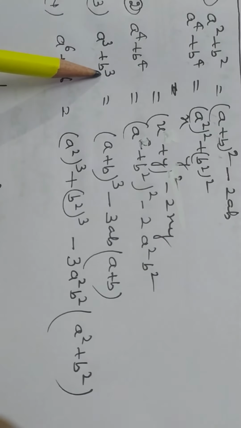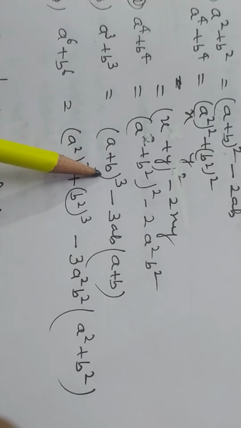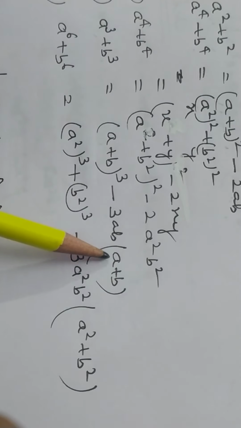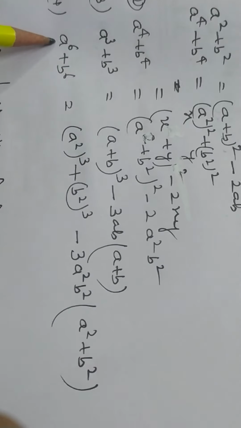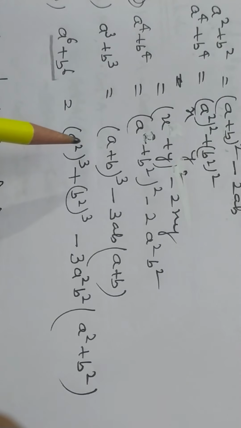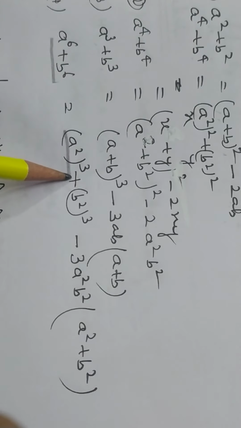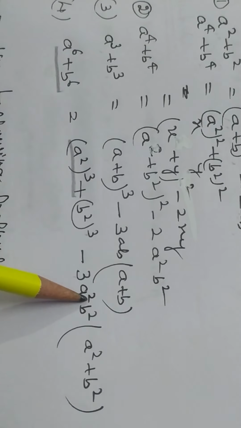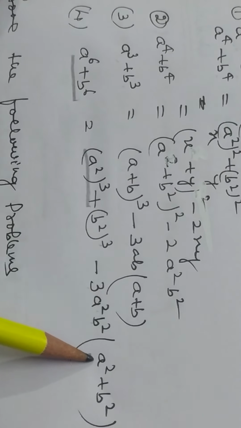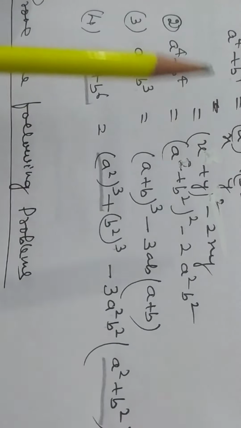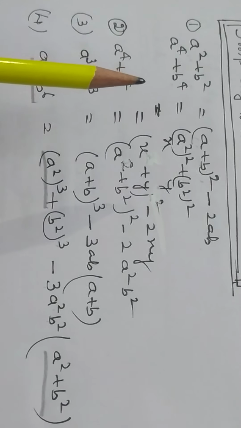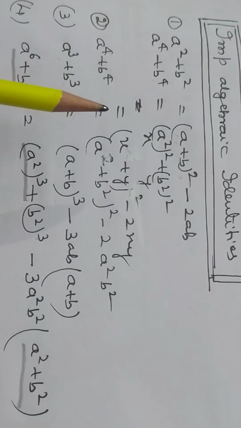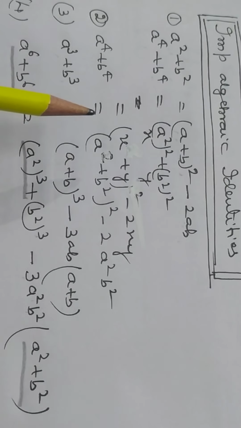Similarly, a cube plus b cube can be written as (a plus b) whole cube minus 3ab(a plus b). And a to the power 6 plus b to the power 6 can be written as (a square) whole cube plus (b square) whole cube minus 3a square b square into (a square plus b square). My dear students, you must go through these formulas and identities and write them 4 to 5 times.